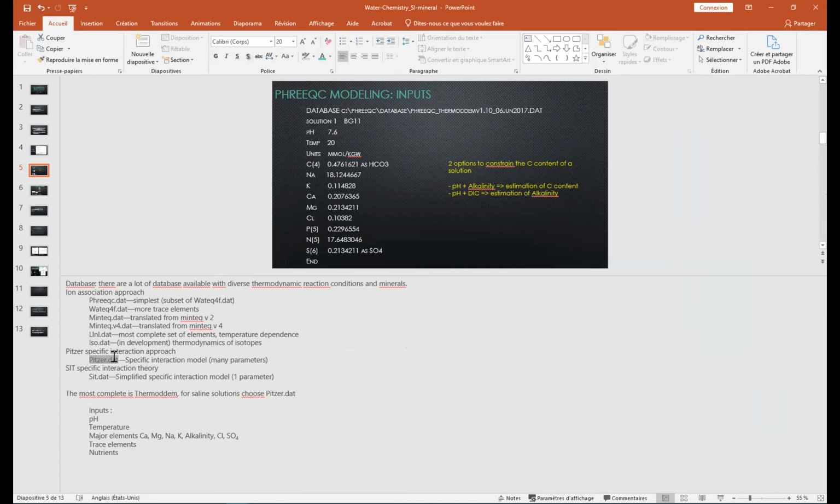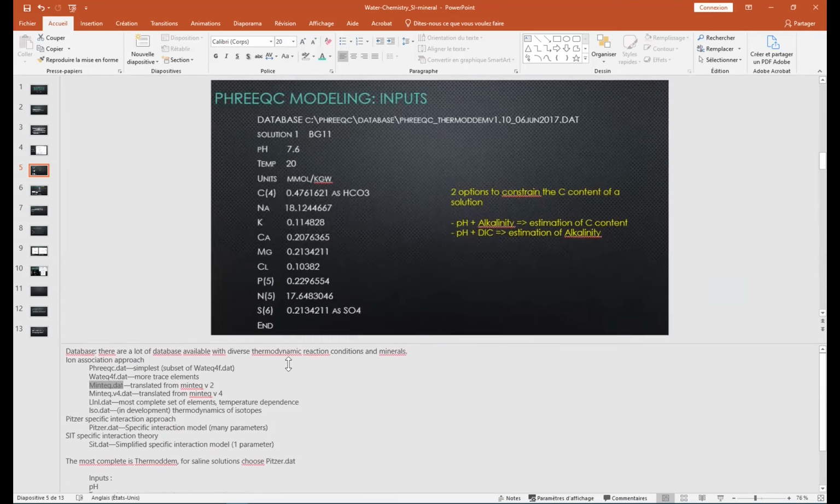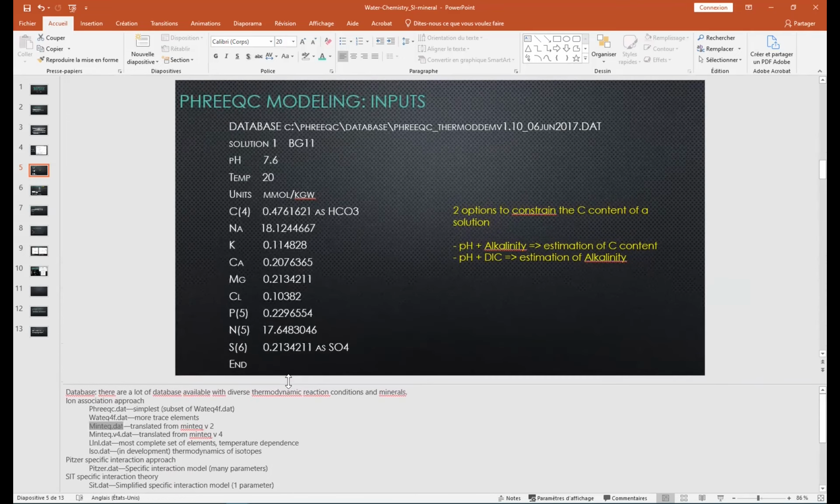You have other databases specialized in saline solutions. So if you have a really saline solution, you have to use that one and not this one, which is not really good for that. You can also use the databases of Visual MINTEQ. They are also available for PHREEQC. So you have different types of elements, temperatures, and minerals available. It depends. You can check the database before doing your modeling.